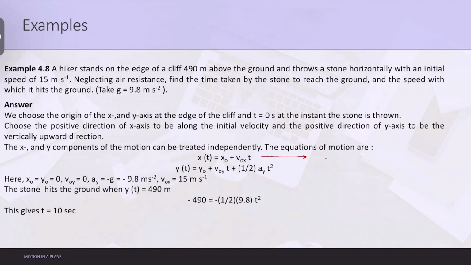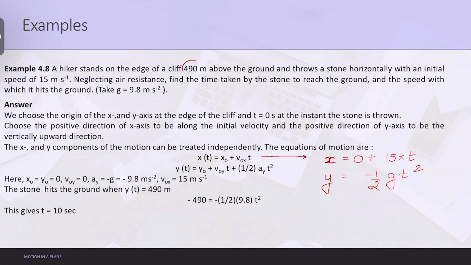You can get x is equal to 0 plus 15 into t, and from the second relation we can get y is equal to minus half g t square. Correct? So we need to find out when the stone hits the ground. So, the time required for the stone to hit the ground.